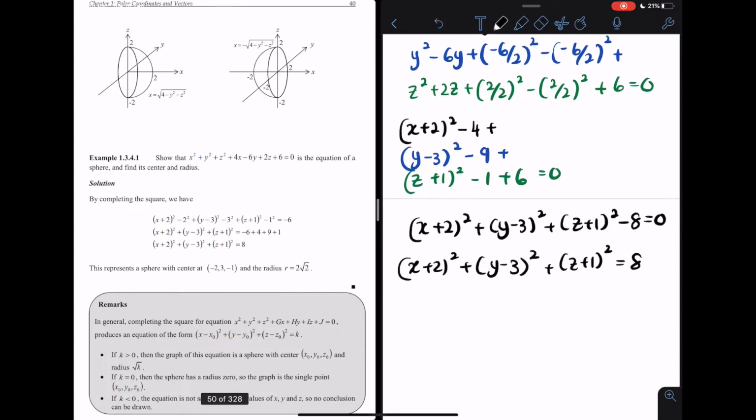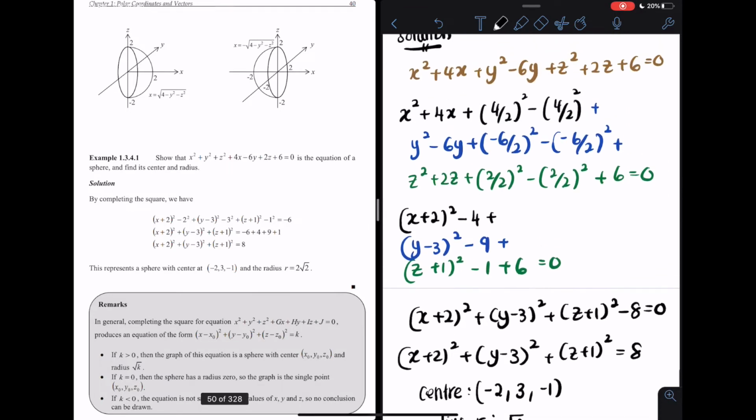So this is actually an equation that represents a sphere where the center of the sphere is equal to (negative 2, 3, negative 1). Meanwhile, the radius r is 8.